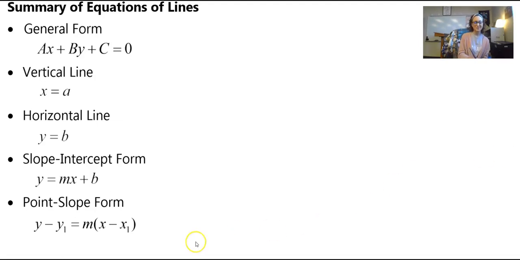So we're back, and I do want to kind of highlight here, this one is really, really important. This is the one we use the most in calculus. Now, sometimes the question will ask you to get it into slope-intercept form, but you can use point-slope form, right? And then just solve for y to get it into slope-intercept form.